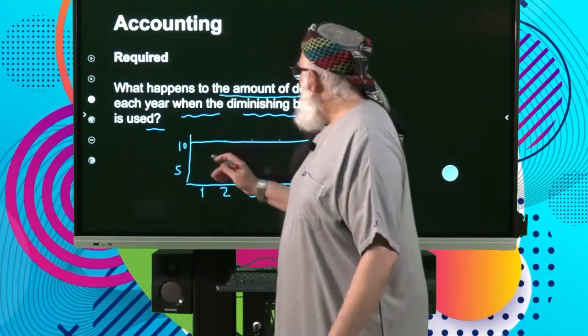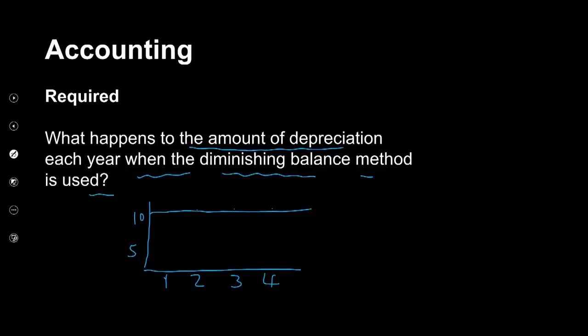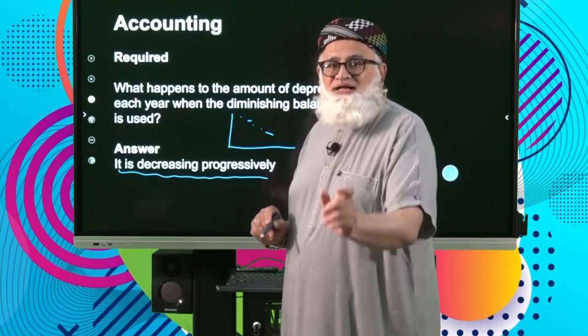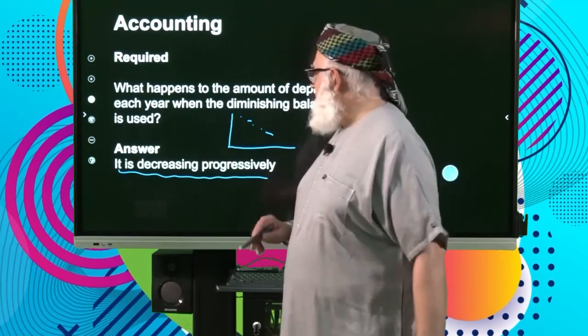Right. Now, what happens to the amount of depreciation when we are using the diminishing balance method? Watch. It is decreasing progressively. You'll notice, again, if we illustrate by means of a graph, if you started off there, the next one is going to go down, you're going to come down, down, down, down, and in that way you're going to see it's going to be a diminishing balance. As the years go, the depreciation will decrease, and therefore it's called the diminishing balance method.